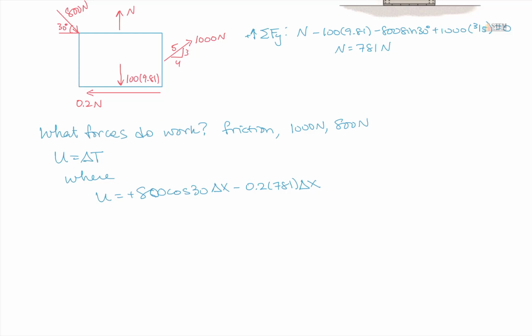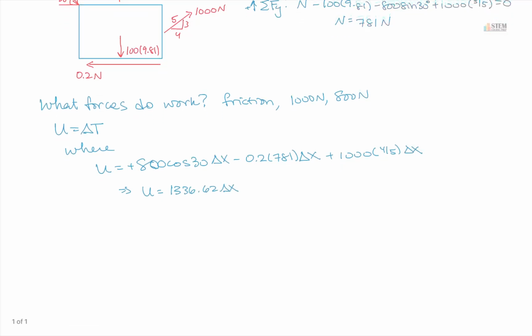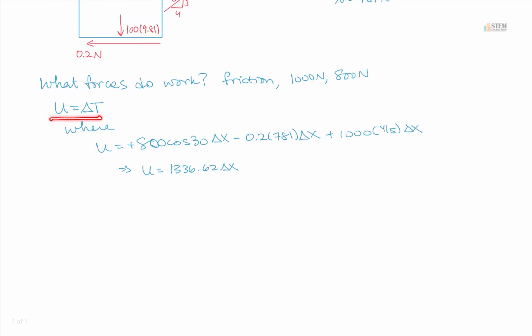And then the last one is going to be this x component right here. That's going to be the 1,000 times 4/5. And the displacement is still delta x. And this one will be positive, because the displacement is this way, and our force component is in the same direction. Then you can go through and simplify all of this. If you do that, you're going to end up with 1,336.62 delta x. Now we can take that and set it equal to delta T.